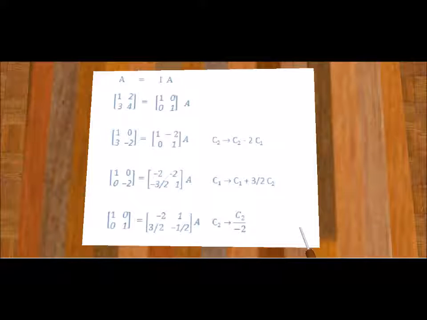Okay, then I got here minus 2. So what I did, I divided the whole column C2 by minus 2, and I got this matrix: minus 2, 1, 3 by 2 and minus 1 by 2. Okay, correct. And you obtained the similar matrix, so you applied all the transformations on the columns.